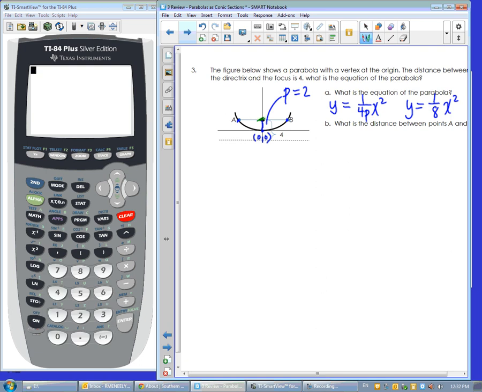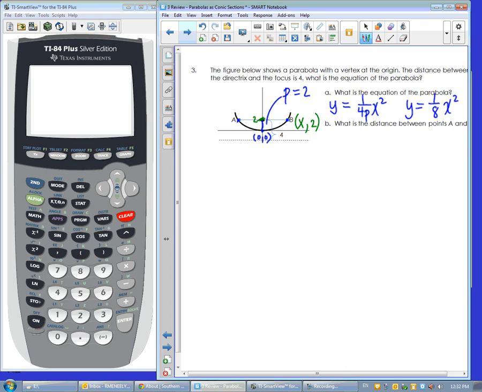I know that this height right here is 2. So I know the y value of each of those coordinates. I just don't know the x value. So I'm going to take a look at point B, and I'm going to call it x, comma 2, because I don't know the x value, but I do know that it's 2 units above the x-axis.